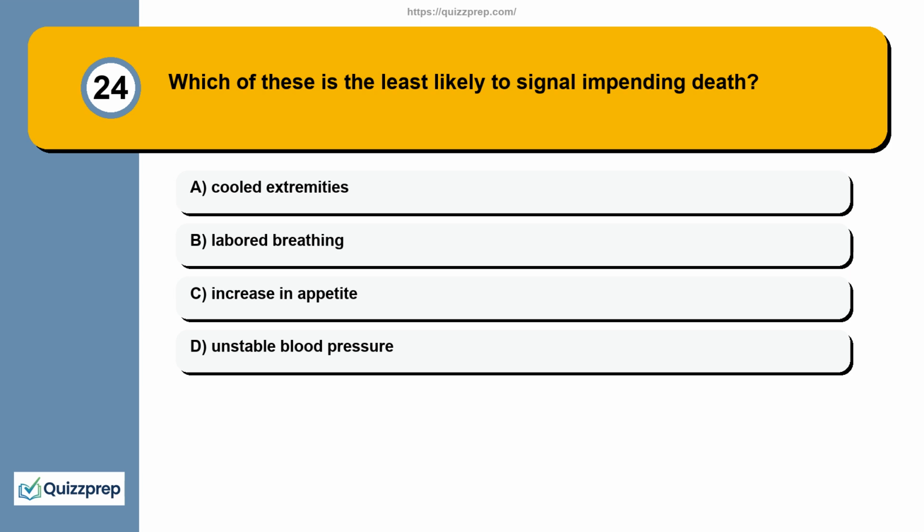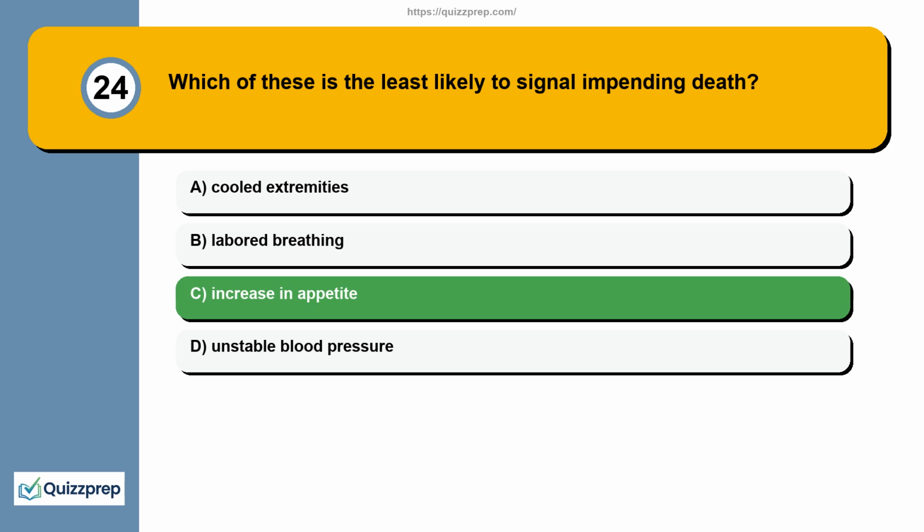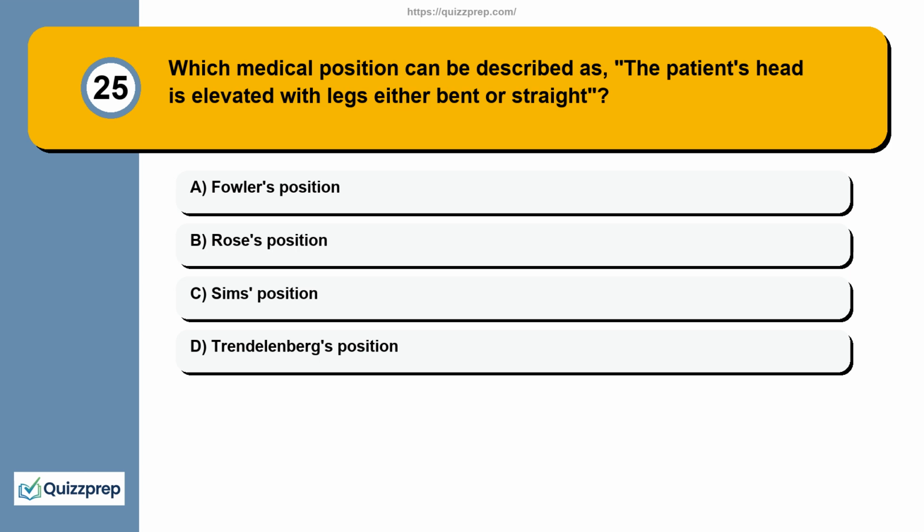Question 24. Which of these is the least likely to signal impending death? Cold extremities, labored breathing, increase in appetite, unstable blood pressure. Question 25. Which medical position can be described as: the patient's head is elevated with legs either bent or straight? Fowler's position, Rose's position, Sims' position, Trendelenburg's position.